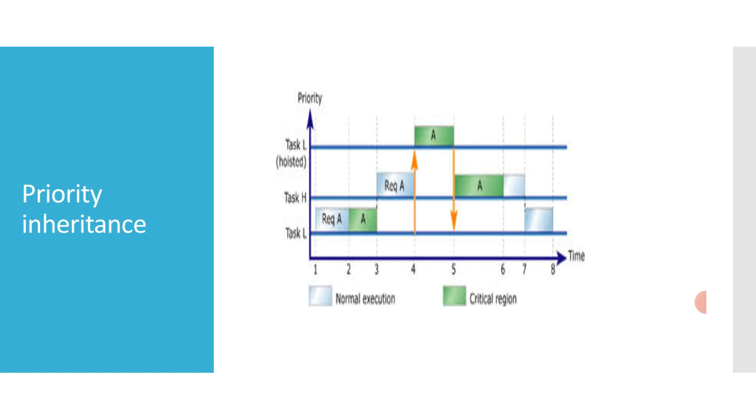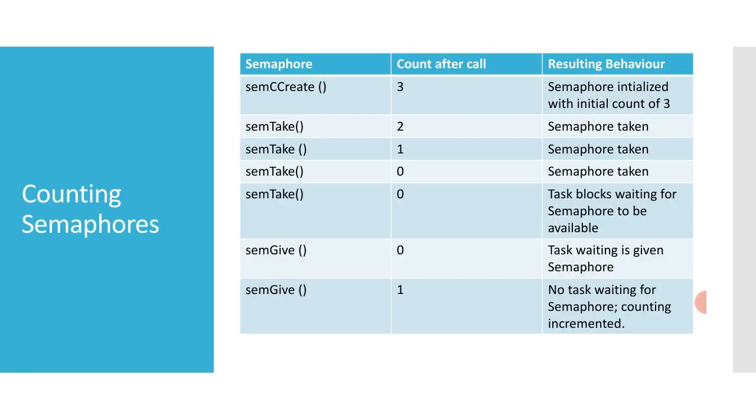Let's move on to the counting semaphores, the final one which we discussed. The counting semaphores are another means to implement task synchronization and mutual exclusion, which we discussed at the start of this video. This counting semaphore works like the binary semaphore, except that it keeps track of the number of times a semaphore is given.